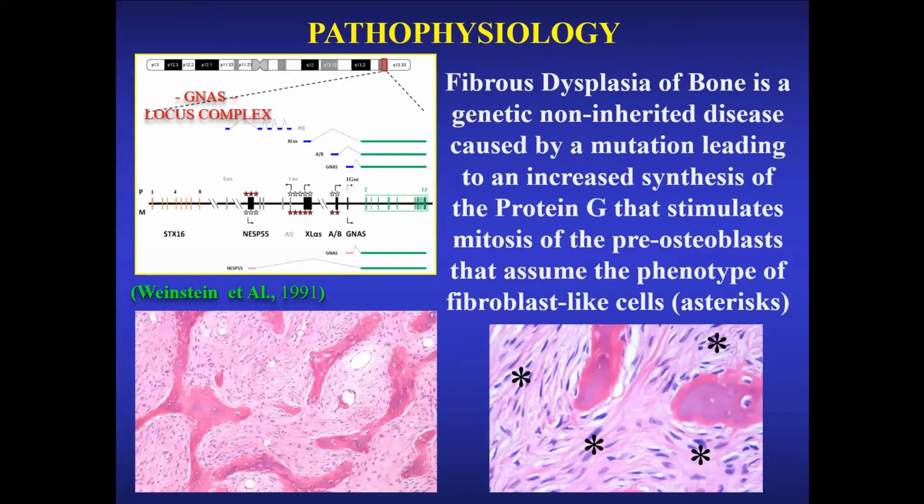Fibrous dysplasia of bone is a genetic disease caused by a mutation leading to an increased synthesis of the protein G that stimulates mitosis of the preosteoblasts, which assume the phenotype of fibroblast-like cells.